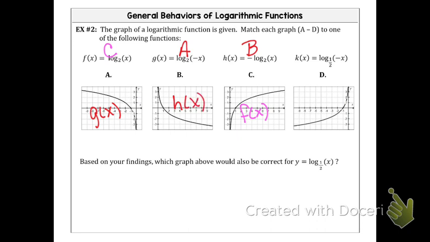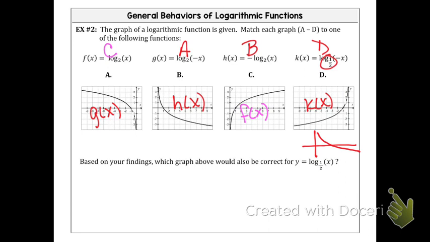And so by default, D has to be our k of x. The reason is because the negative x, remember, makes it reflect across the y-axis. So without that, it would look like this. And its base is between 0 and 1, which means it's decreasing instead of increasing. That's why it appears to be upside down from what we're used to seeing, but it's because your base is between 0 and 1.